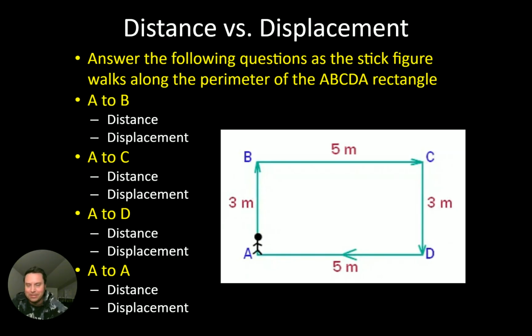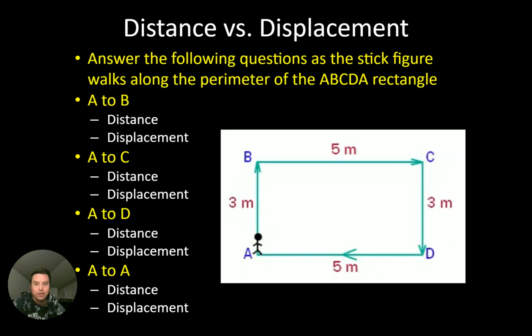If I go A to B, we all agree that's 3 meters. My displacement is also 3 meters. In this instance, they are the same. Now, why are they the same? Because I didn't change direction. I just went in a straight line. If you're always going in a straight line, never change direction, then distance and displacement don't change. They're the exact same thing. They're always going to line up.